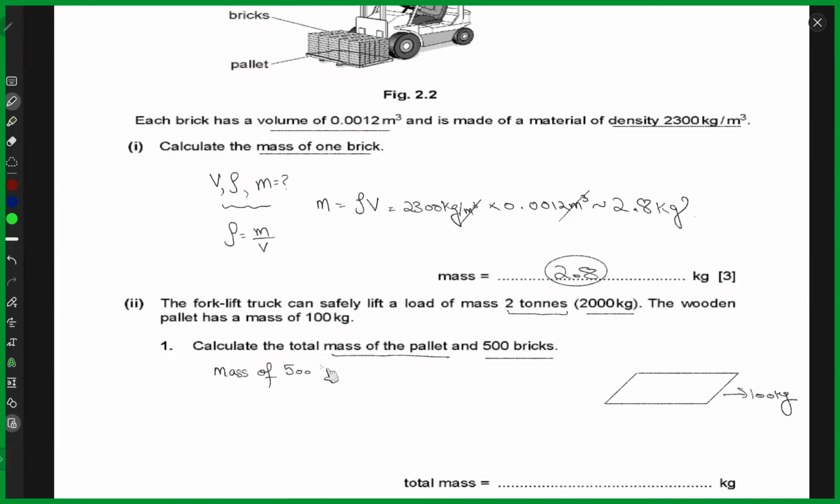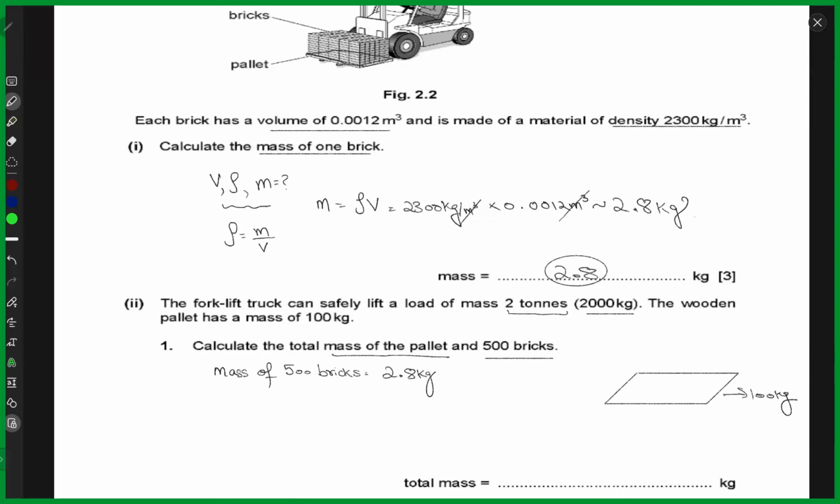How do I compute the mass of 500 bricks? Teacher, you multiply 2.8 by 500, it will give you the total mass of 500 bricks, and you add 100 kilograms because we also need the mass of the pallet, right? Exactly. To find the mass of 500 bricks, we know that one brick weighs 2.8 kilograms.